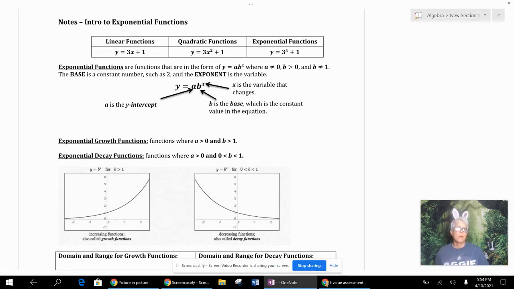Here at the top of your notes, you can see what a linear function looks like, where x is to the power of 1. Quadratic, x is to the power of 2. And in exponential functions, the x is the exponent, so they're really easy to identify. Exponential functions, I'm just reading right off here. You can see the formula right here.